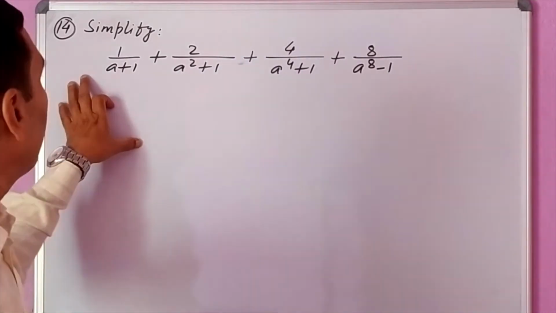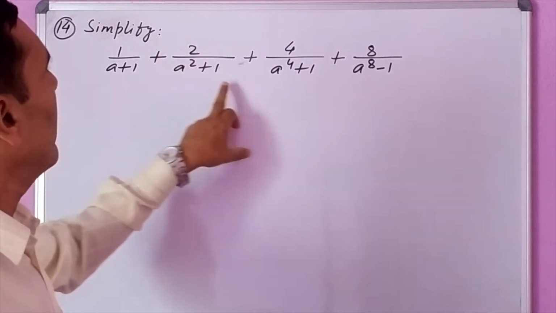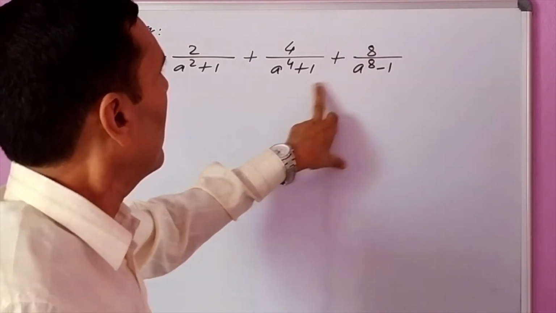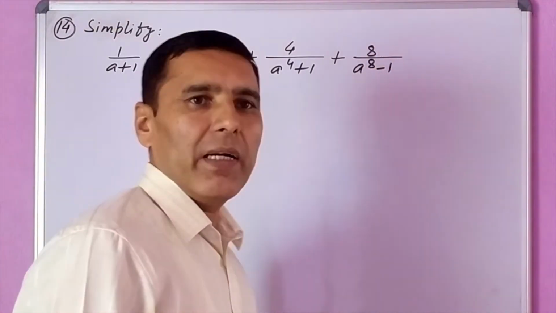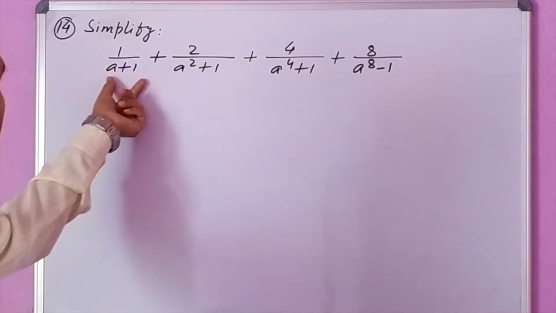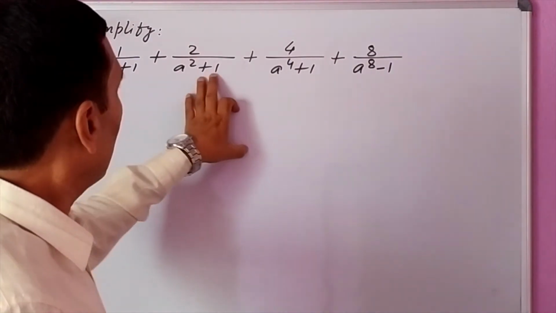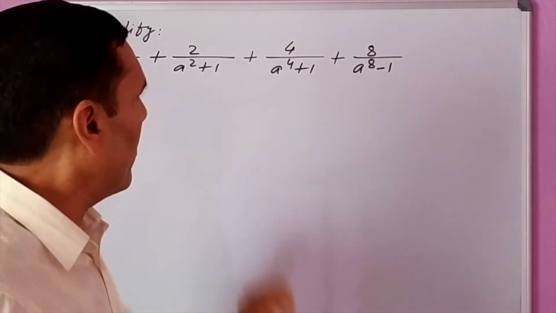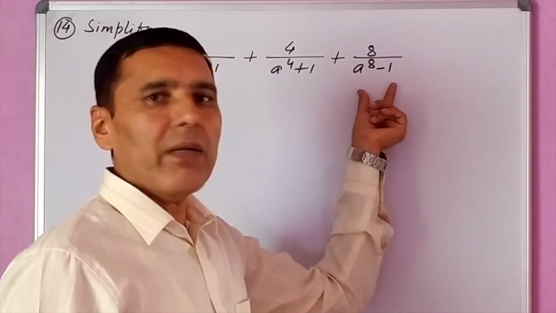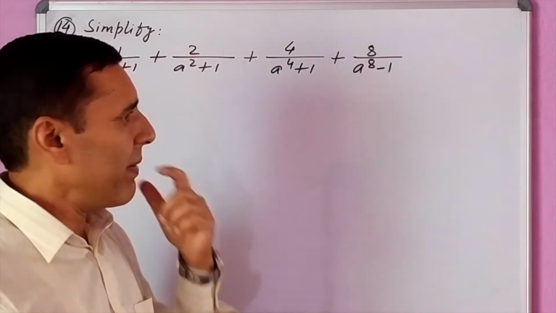Question number 14. Our question is like this: 1 upon a plus 1, plus 2 upon a square plus 1, plus 4 upon a power 4 plus 1, plus 8 upon a to the power 8 minus 1. We cannot factorize the first, second and third denominators here, because this a square plus 1 cannot be factorized, this a power 4 plus 1 also cannot be factorized. Only the last denominator a to the power 8 minus 1 can be factorized. So which denominator can be factorized?